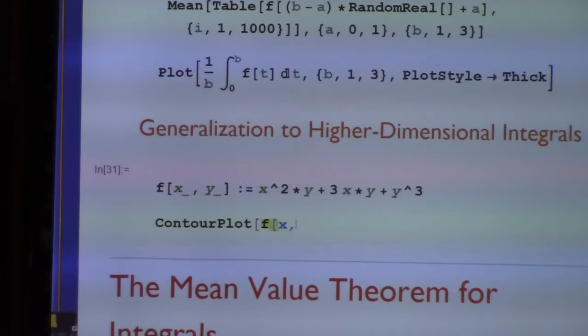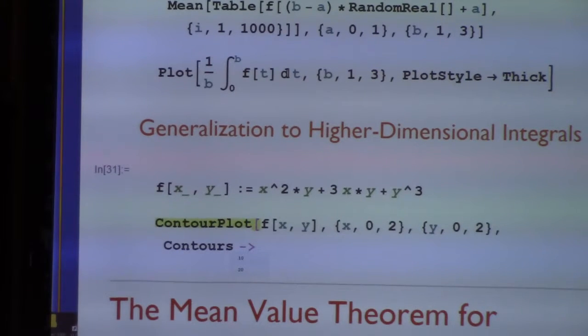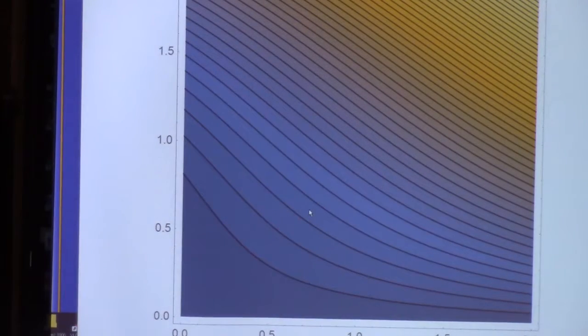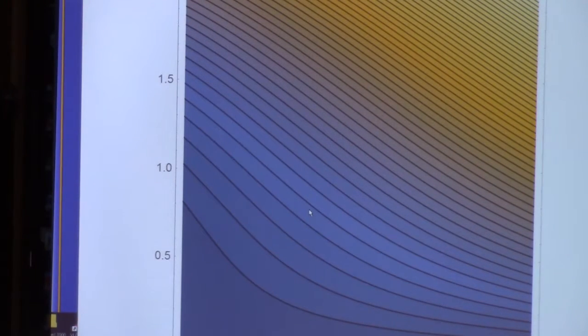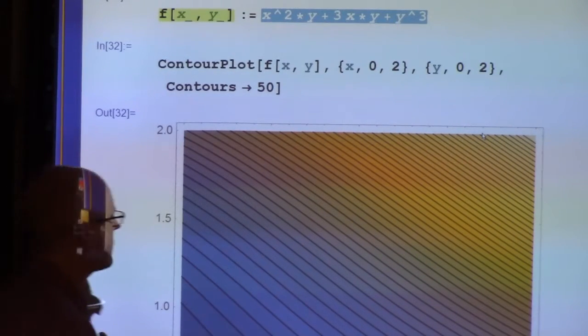Remember that from multi? For example, I could make a contour map of this as x goes from, say, 0 to 2, and y goes from 0 to 2 as well. Add in lots of contours here. Maybe 50. There we go. Not straight lines, it's a nonlinear function. I could imagine this again being the density of some thin sheet of metal, shaped like a square in this case.